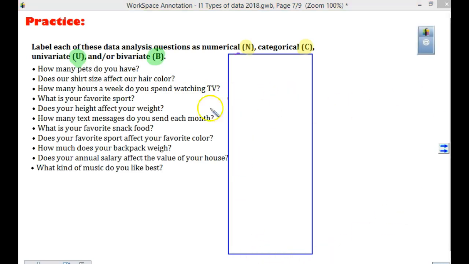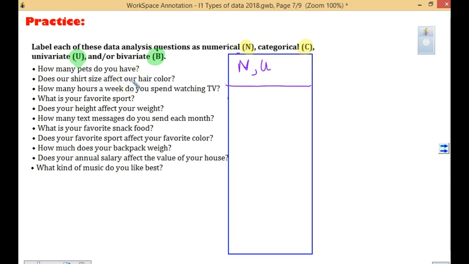Or you can write out the word. So I read the first one. How many pets do you have? If I'm looking at how many pets you have, that is numerical, right? And it is only one variable, so I'm going to put N and U. Does that make sense? It is numerical and it is univariate. So there's only one variable that you're asking me. How many pets? There's only one variable.